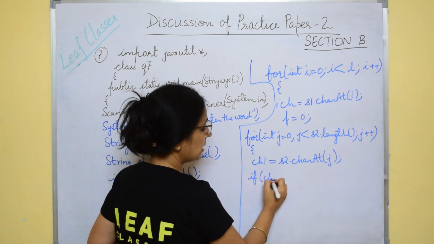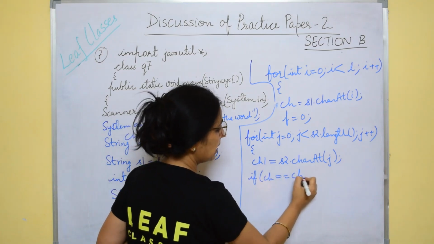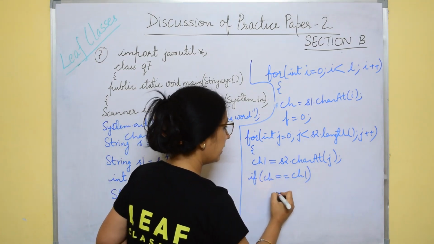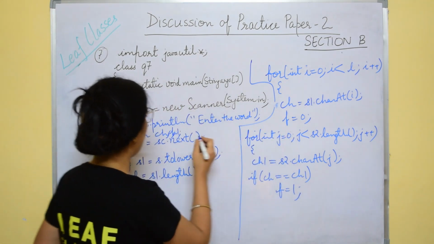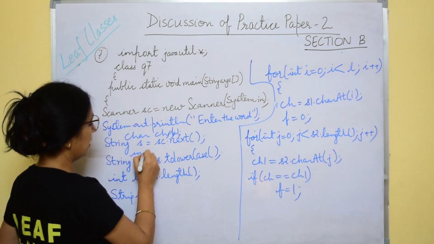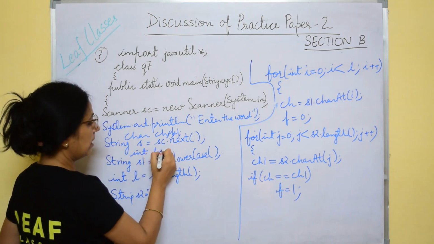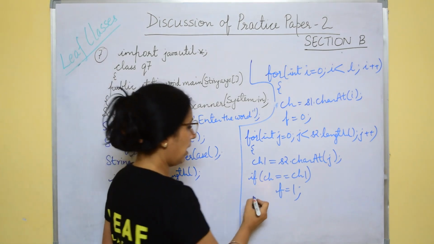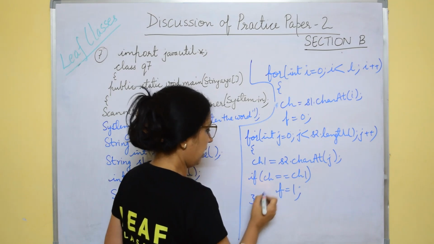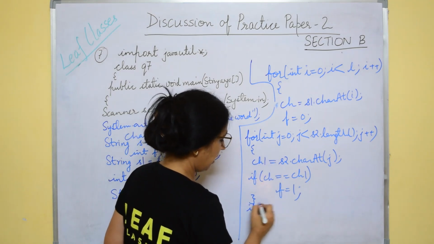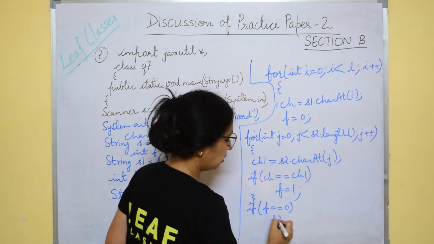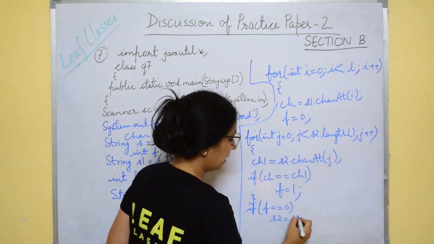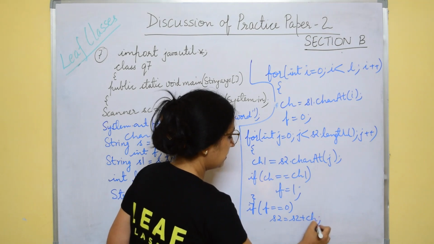If ch is equal to ch1, then we make this flag equal to 1. Flag I have not initialized, I can declare it here, int f. Now here we'll check if flag equals 0, s2 = s2 + ch.